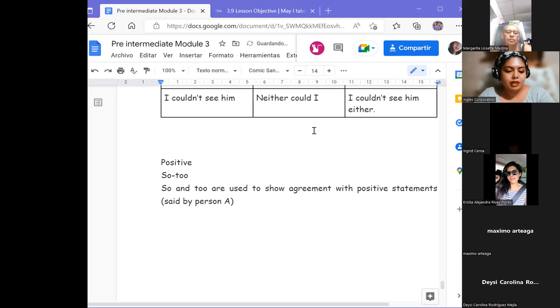So we have now the structure, and it says so plus auxiliary plus the subject. In this case, the auxiliary can be do or have. And now we are going to see the person A, the person B, and the other way to answer.